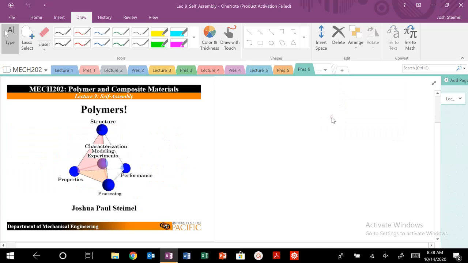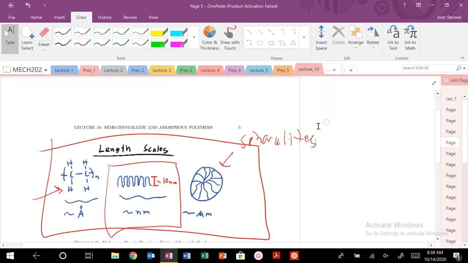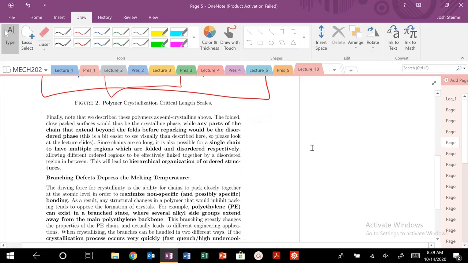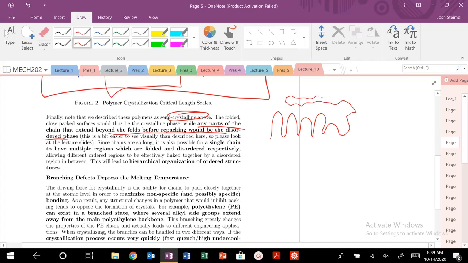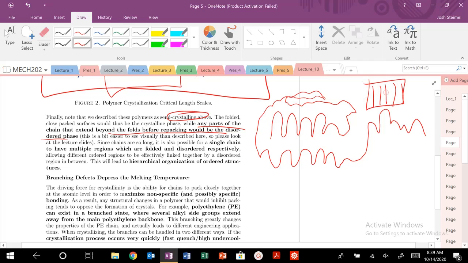So let's go back to our lecture, not lecture 9. You're masters of lecture 9. You know self-assembly. So again, we are semi-crystalline. There are going to be parts in the disordered phase that are not going to be able to stack. So you'll have some lamella and then some region here, and then maybe some lamella here, and maybe some lamella over here. But there are going to be some regions that are not going to be able to fold and stack, because we can never get to this perfect structure of fully aligned chains because of that cost in conformational entropy. So we're going to have multiple regions which are folded and disordered together. It's going to be this hierarchical structure.